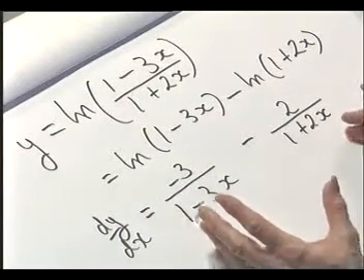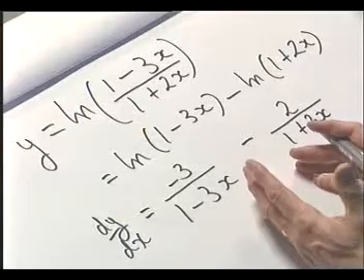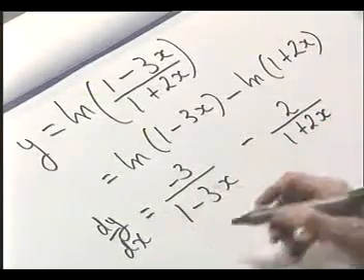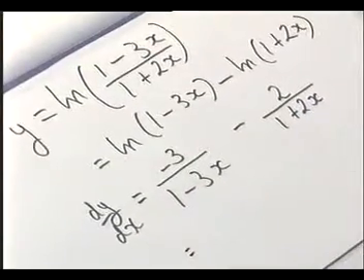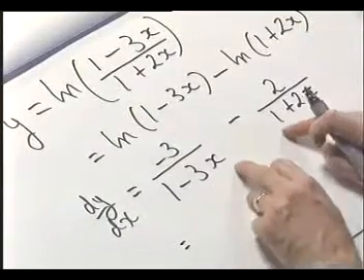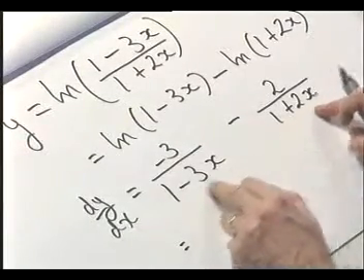What we have to do now is put these two together. We have to bring them together all over the same denominator. And this is our denominator, the product of these two.